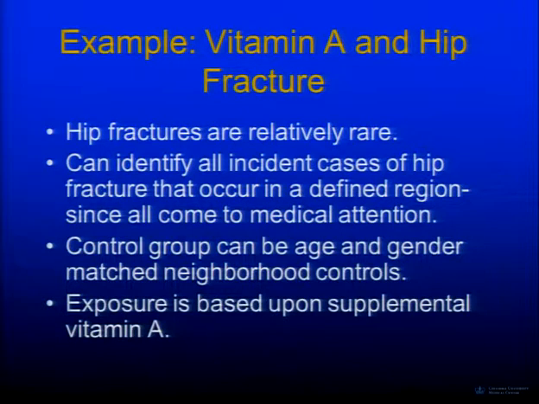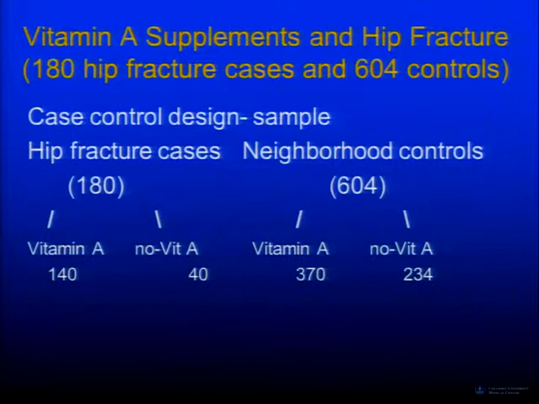In this case, we used matched neighborhood controls, as I told you. And here our exposure is supplemental vitamin A, so whether or not people took vitamin A supplements. To put it into a schematic, we had 180 hip fracture cases and 604 controls, so roughly a 1-to-3 ratio. There were 180 hip fracture cases and 604 neighborhood controls.